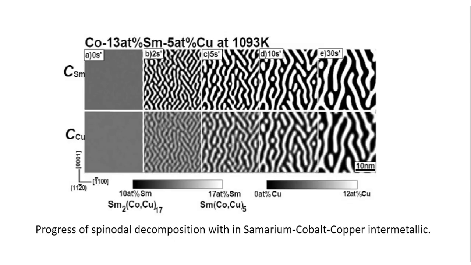This is again a sequence of stages in which a samarium cobalt copper intermetallic undergoes spinodal decomposition. So the progress is tracked with respect to time. The entire transformation is over within about 30 seconds.